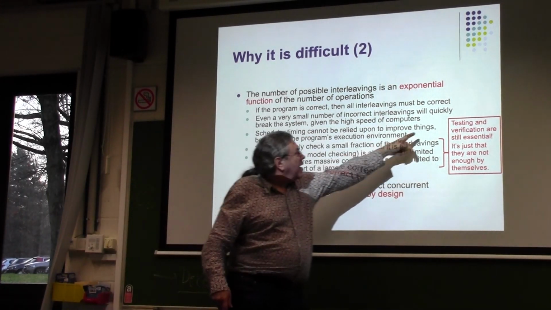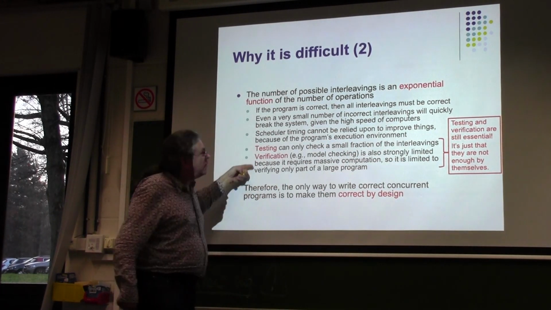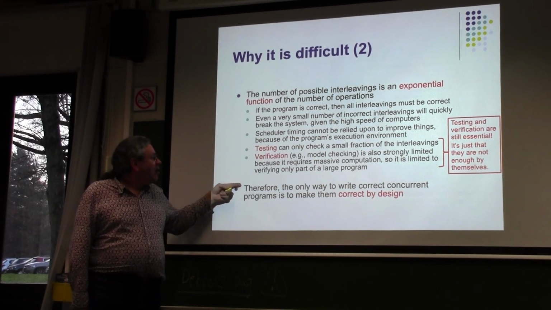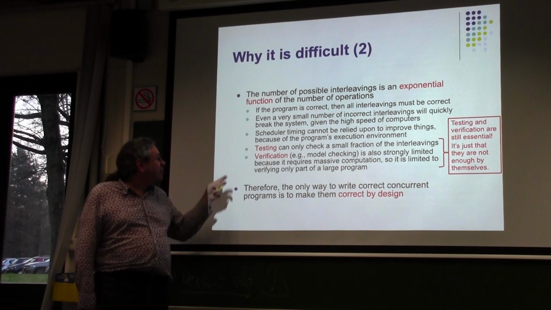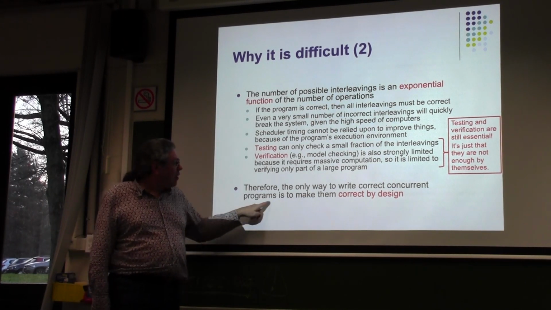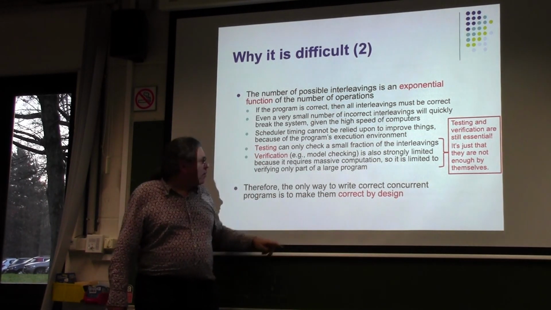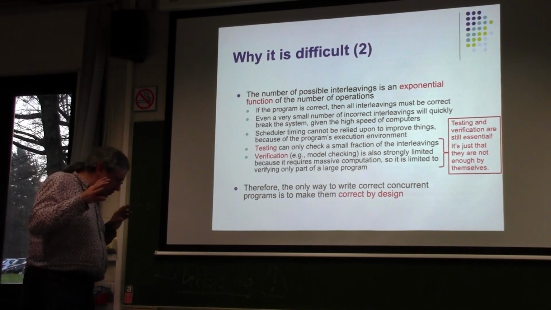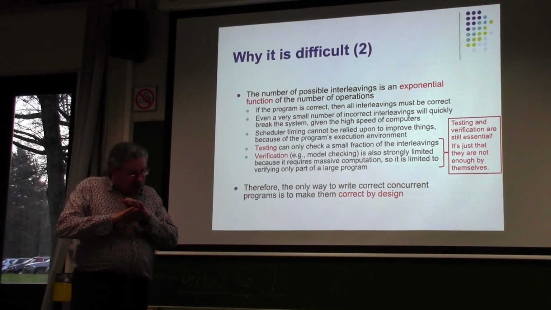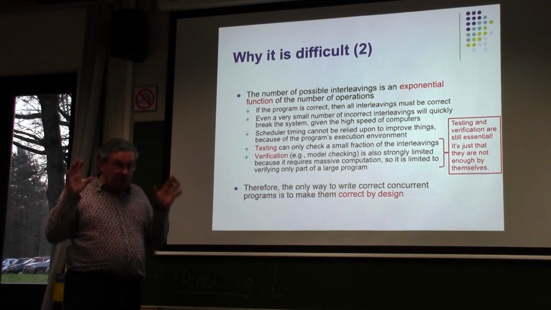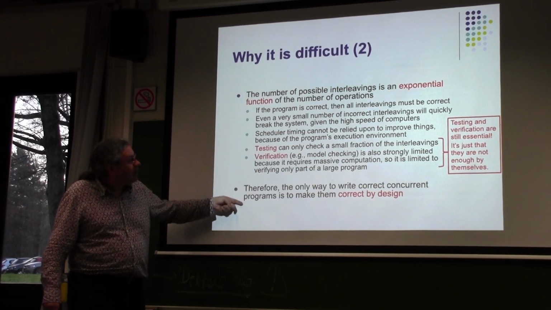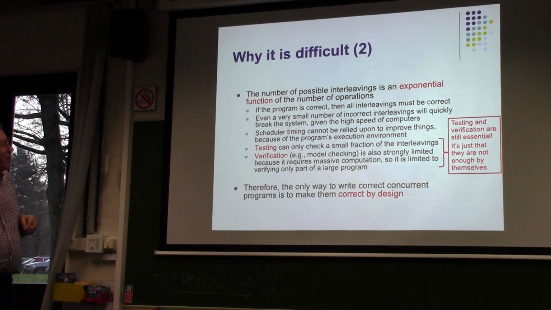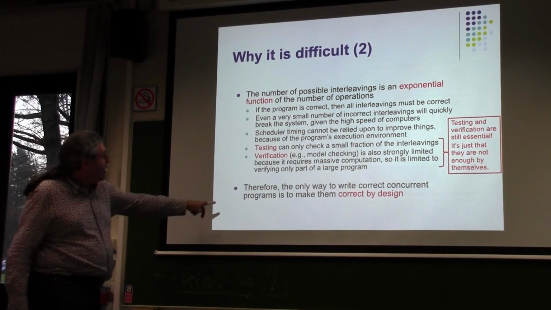So both testing and verification are still very important, but they're not enough. You need a third pillar. There are three things. The third one is design. Your program has to be correct by design. The design has to be such that if you follow the design, it will be correct. And that's what I talk about today. Correctness by design, okay?